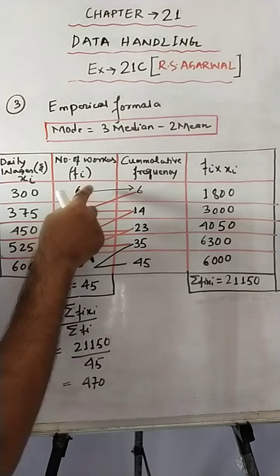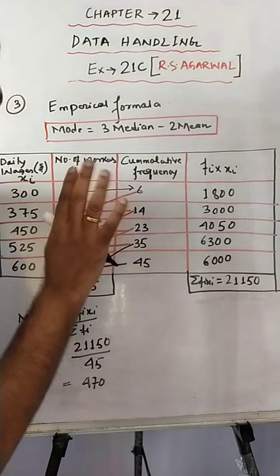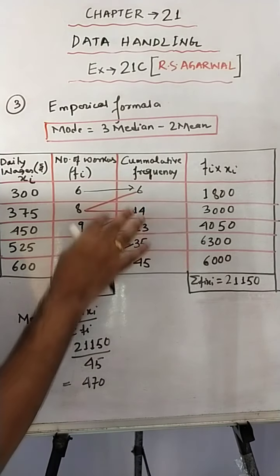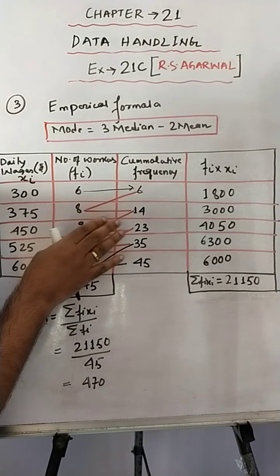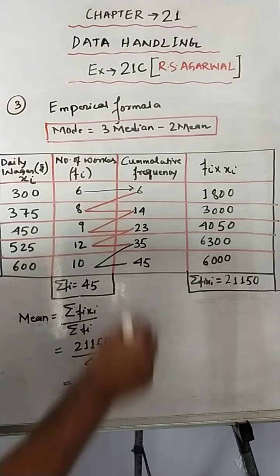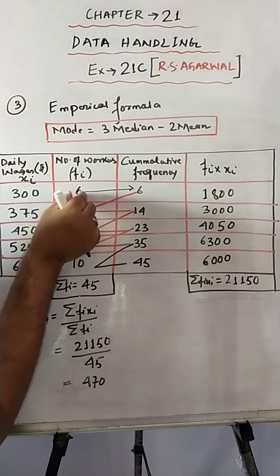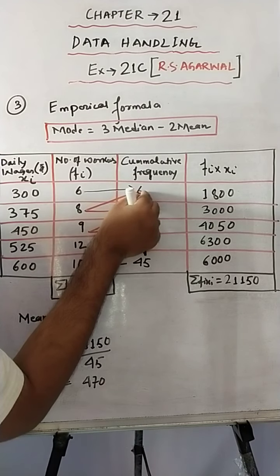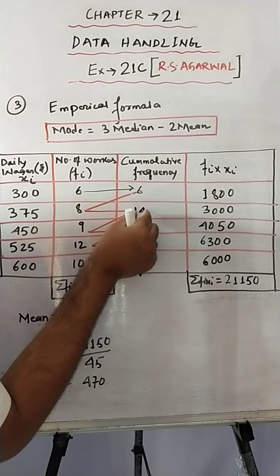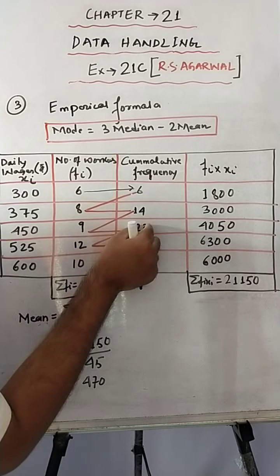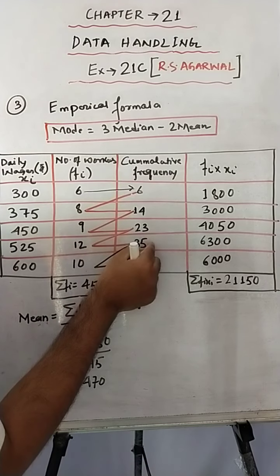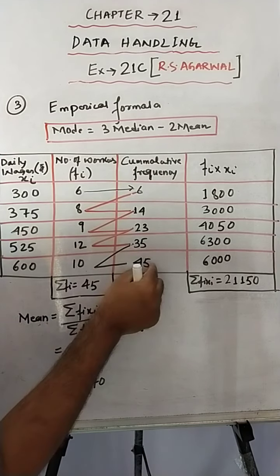Understood? But it's not necessary that you draw this line. You will not give all these lines in the answer, I am just doing it to make you people understand. So this is what we have done: the first number as it is, 6 plus 8, 14, 14 plus 9, 23, 23 plus 12, 35, 35 plus 10, 45.